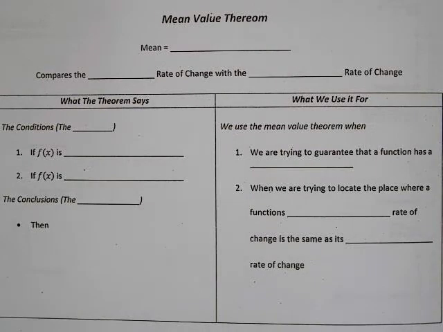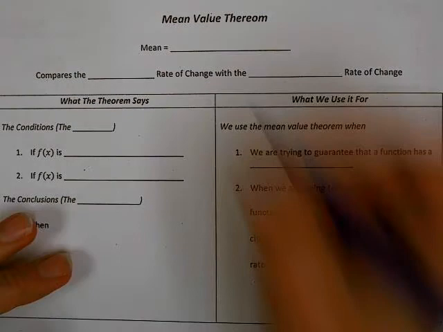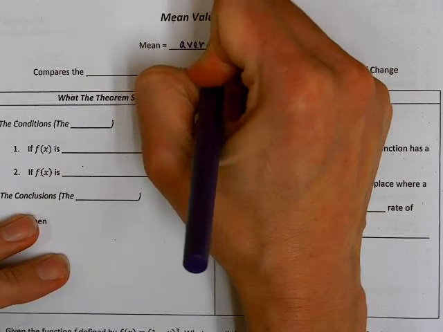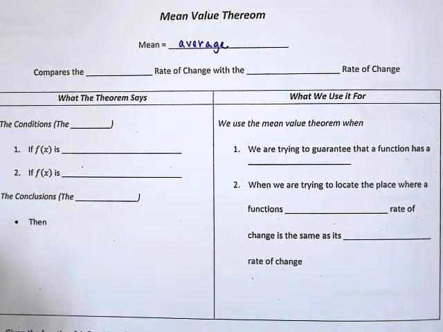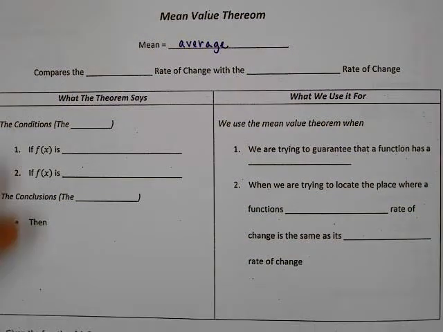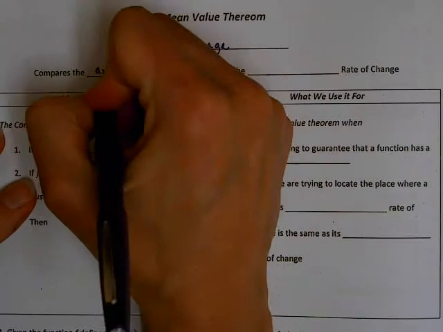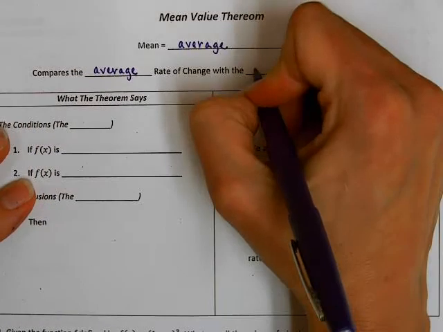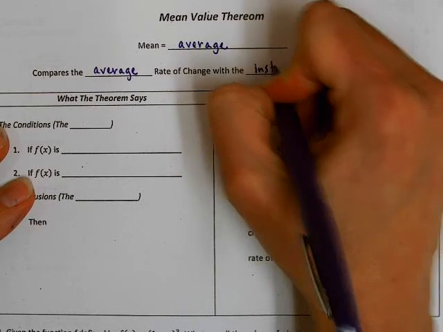Hey everyone, today we're going to talk about the mean value theorem. One thing to remember that's going to help us out is that when we talk about mean, we're talking about the average. That's going to be important because with the mean value theorem, we're comparing the average rate of change with the instantaneous rate of change.